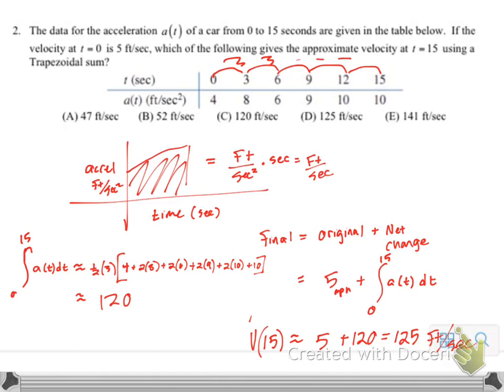I keep saying miles per hour, don't I? Oh well. So, feet per second. Let's roll with that a little bit slower.